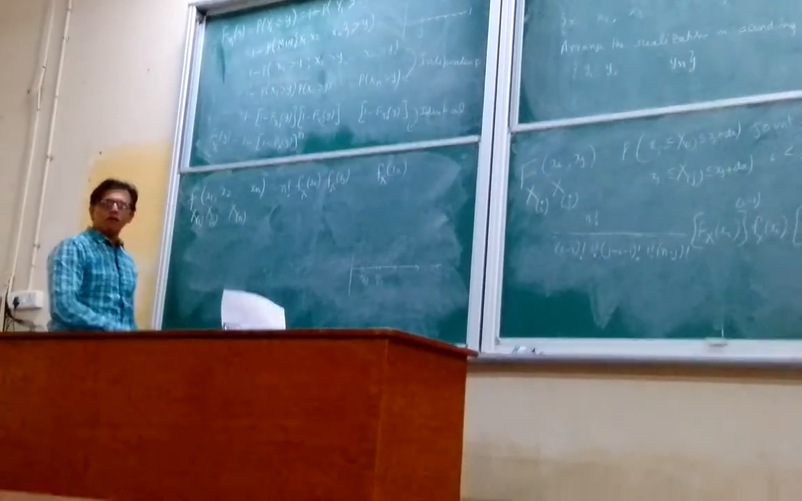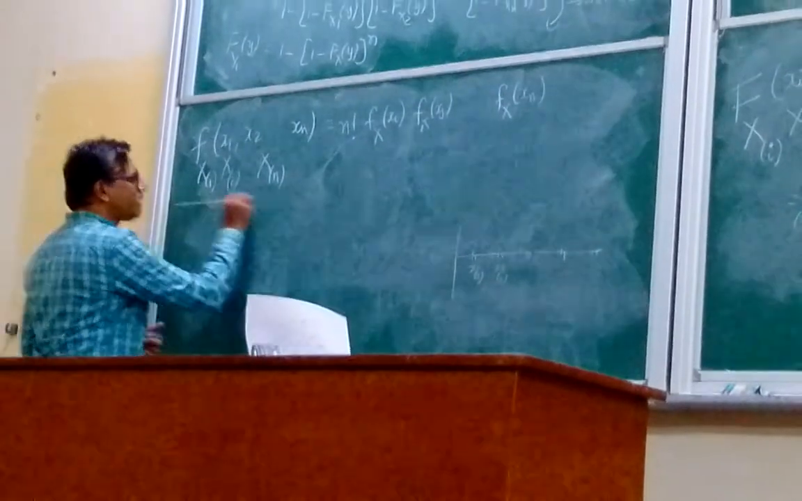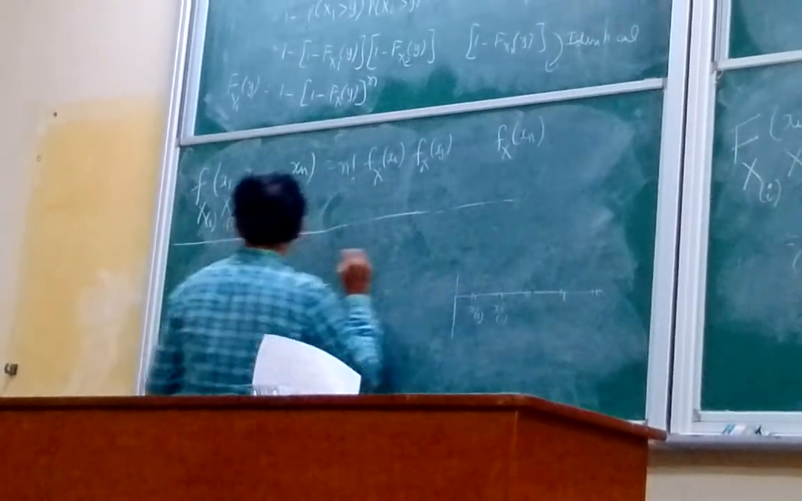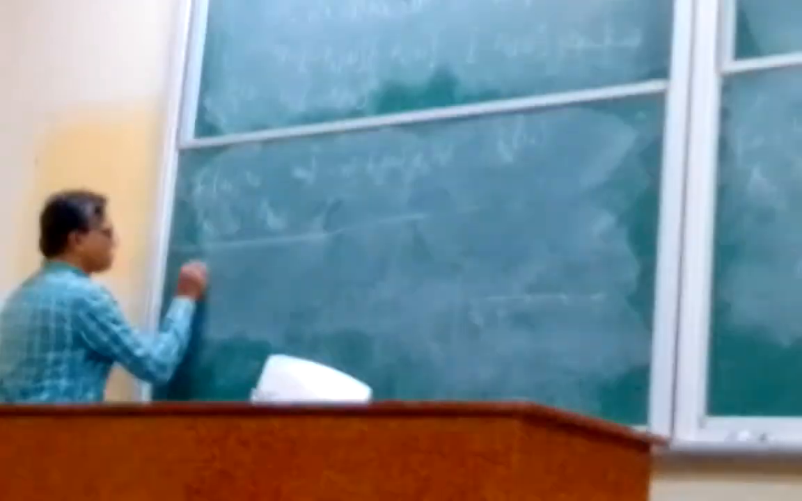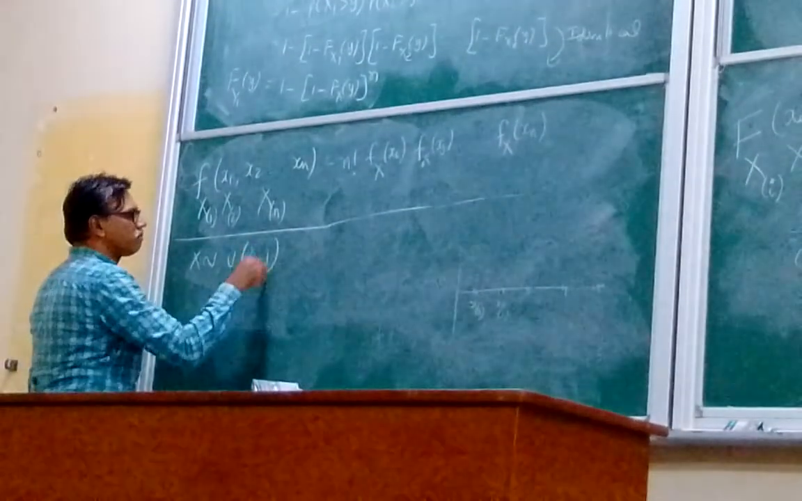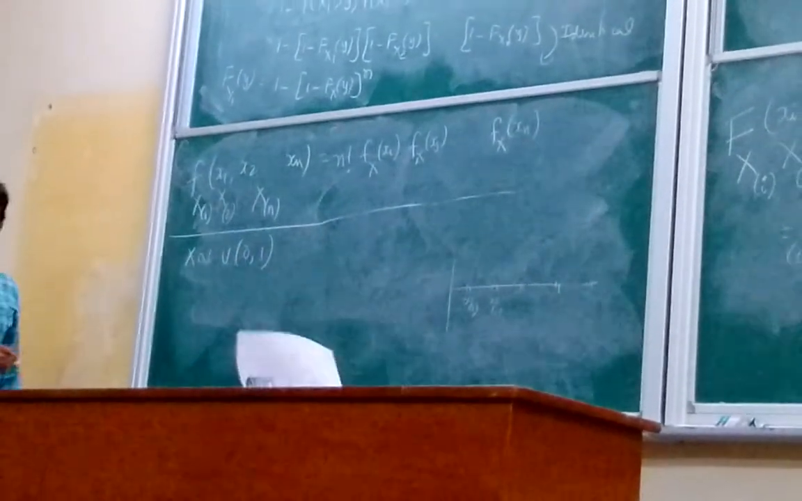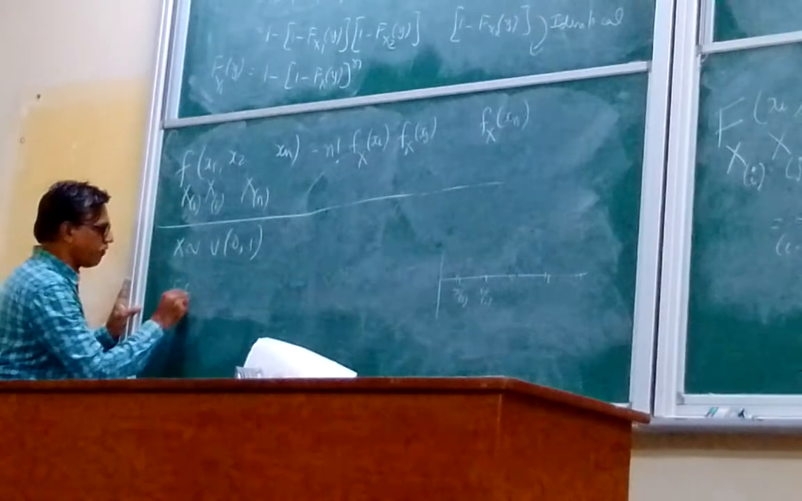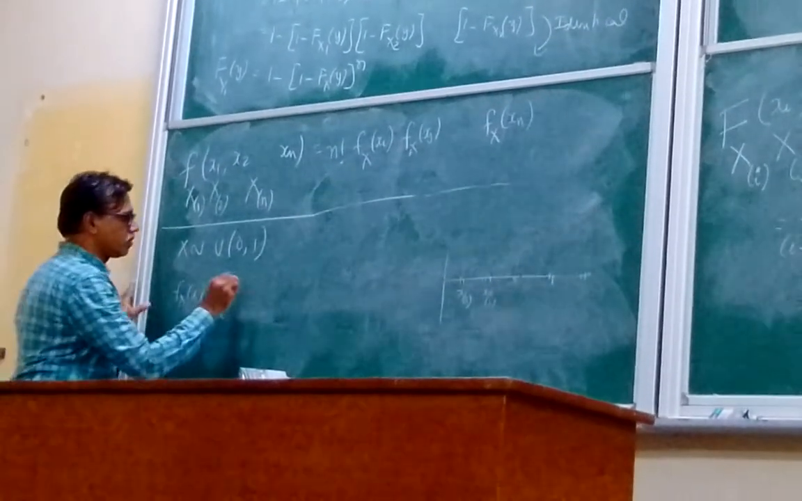So this is about the joint statistics. Now we will take an example. For example, x is uniform between 0 and 1. For that you know what fx of x is. This is 1.